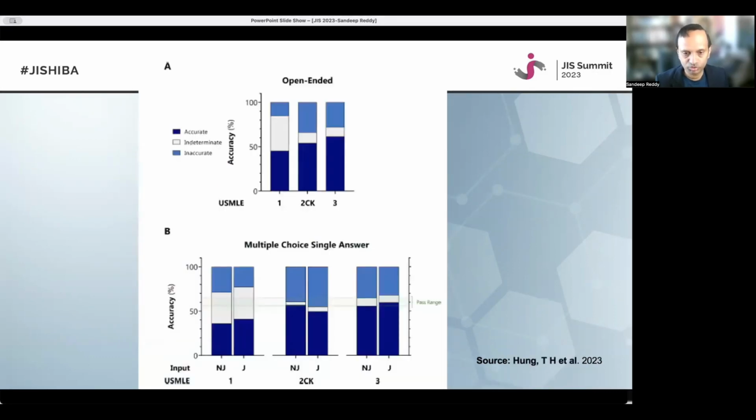ChatGPT also has been shown to be able to respond to medical licensing exams. In this instance, a study showed that ChatGPT can pass the United States medical licensing exams, including the three parts, step 1, step 2, and step 3.